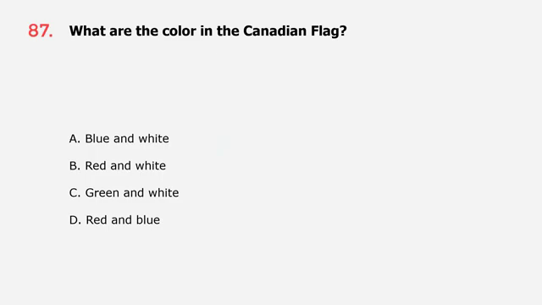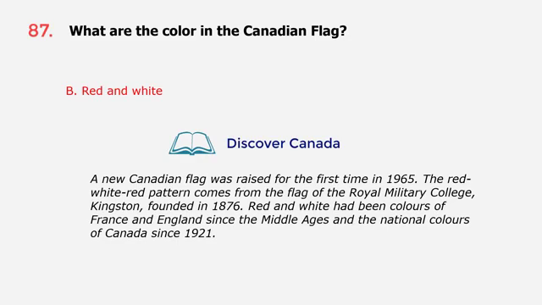Question 87. What are the colors in the Canadian flag? A. Blue and white. B. Red and white. C. Green and white. D. Red and blue. The answer is B. Red and white.